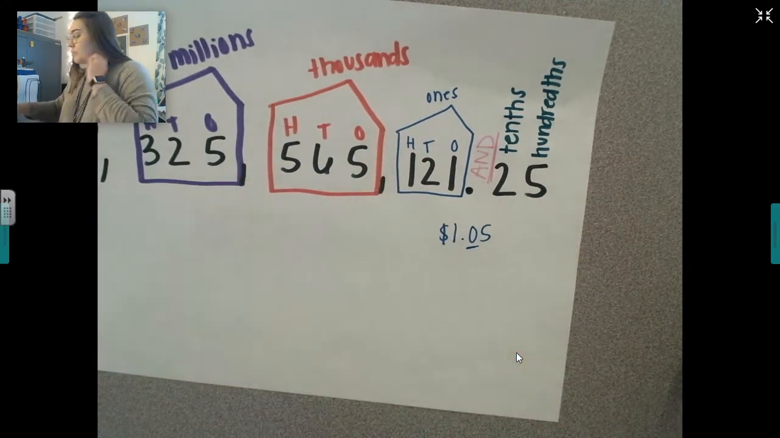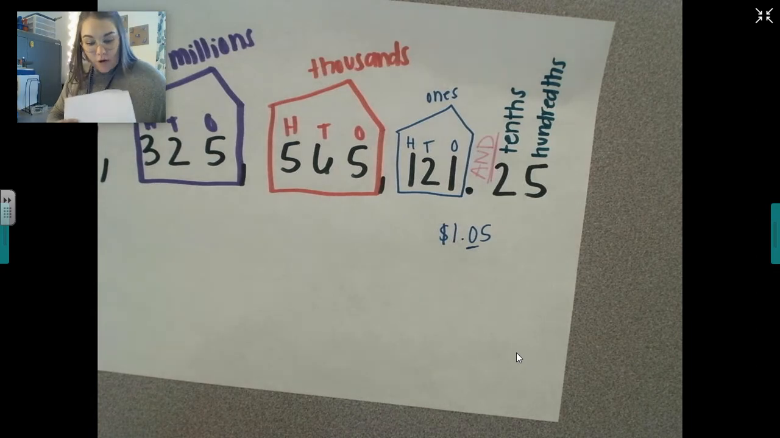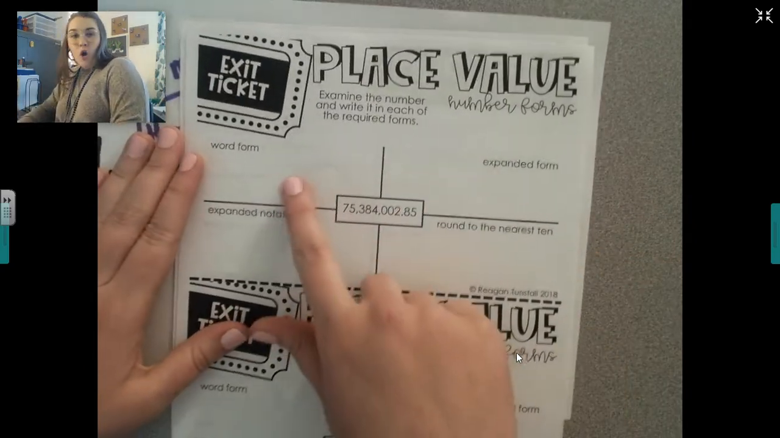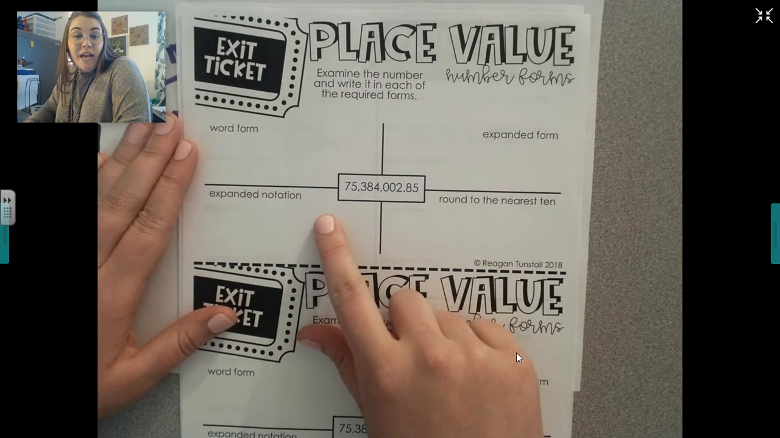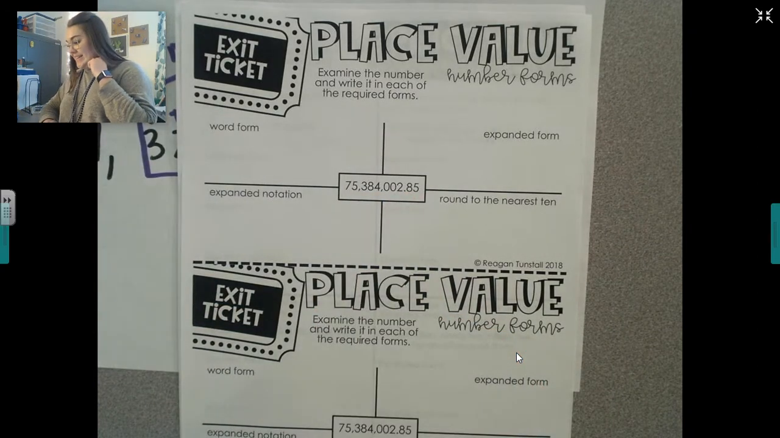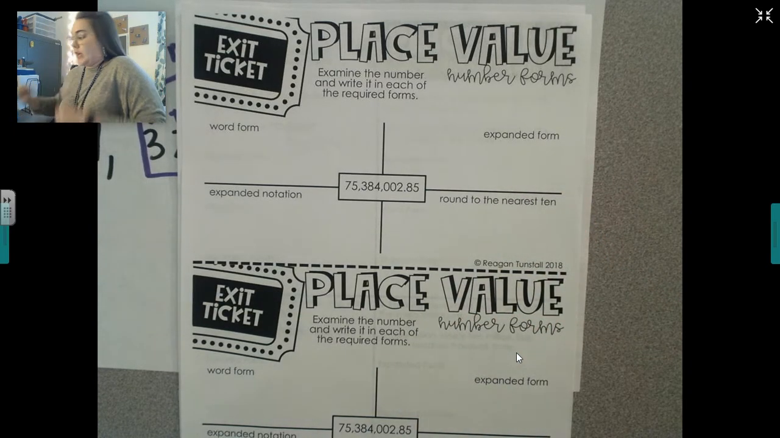So anyway, let's go ahead and talk about the different forms of a number. There are a variety of forms. There's word form, expanded notation, and there's standard form. This number is written in standard form. So I want you right now to pause the video, and I want you to write it in expanded form. So pause the video, and then we'll check your answer.